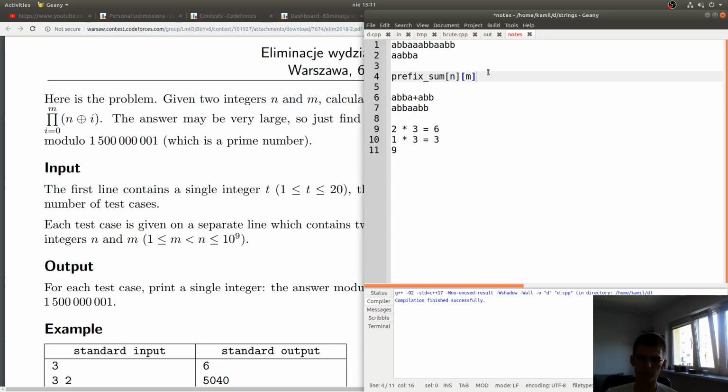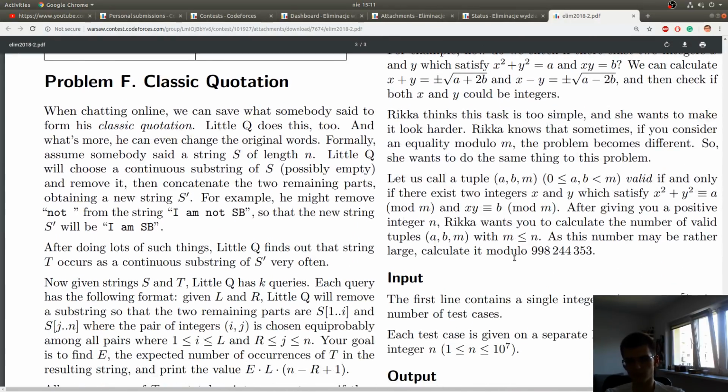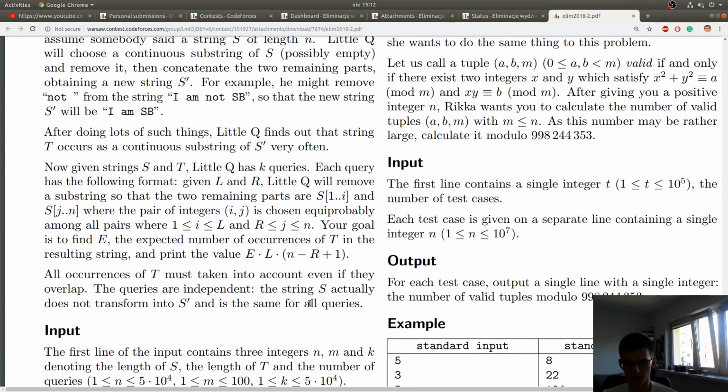Either you should implement a very similar code or you should reverse the strings and then apply the same thing, so use the same function, the same code again.